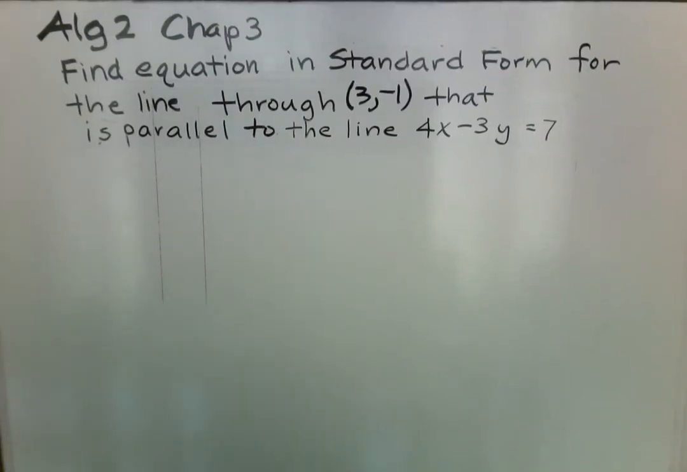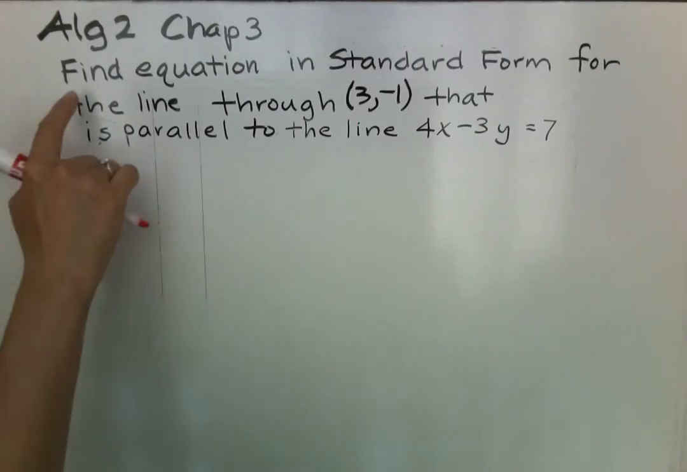In Algebra 2, Chapter 3, we're asked to find an equation in standard form for the line through the point (3, -1) that is parallel to the line 4x minus 3y equals 7. I remember when I first learned this, I did not understand what they were even asking. So what we're going to do is break down the question.